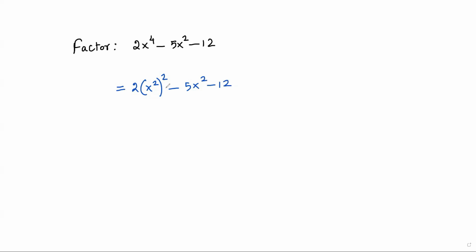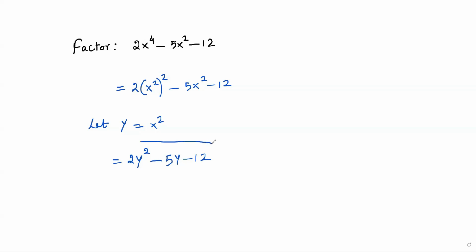In this polynomial, we find x squared over here and x squared over here. If I substitute a new variable for x squared, let's see what's happening. Let y equal x squared. So wherever I find x squared, it can be replaced by y. So 2 times, for this x squared, I can write y. Since we have exponent 2, we have 2y squared minus 5. For this x squared, we can write y minus 12.